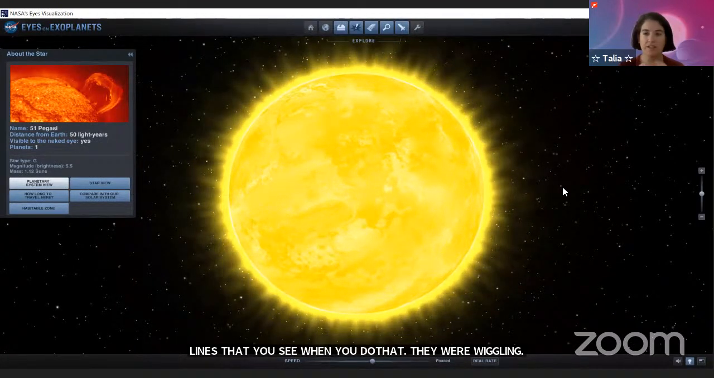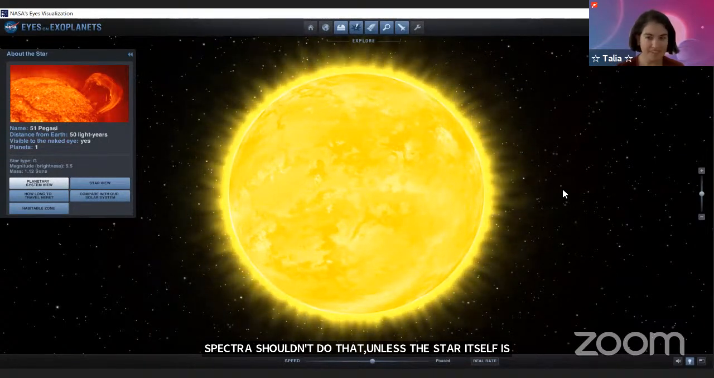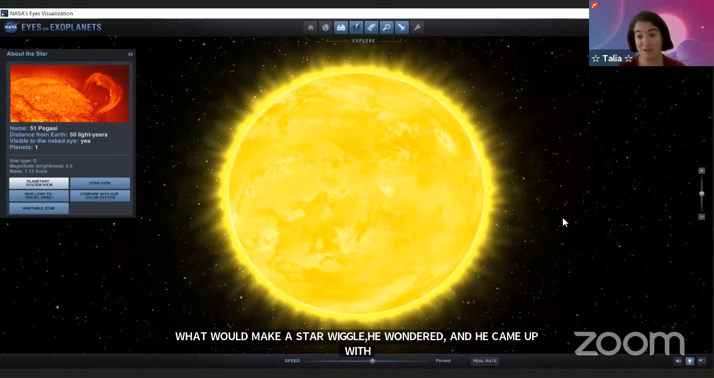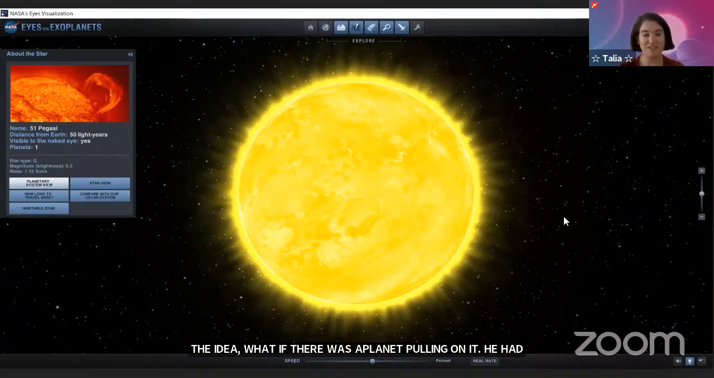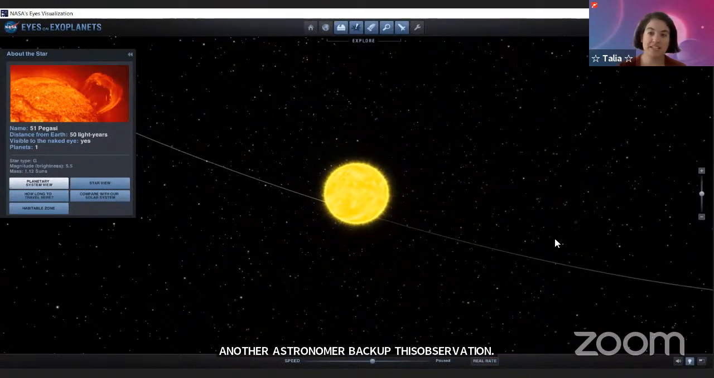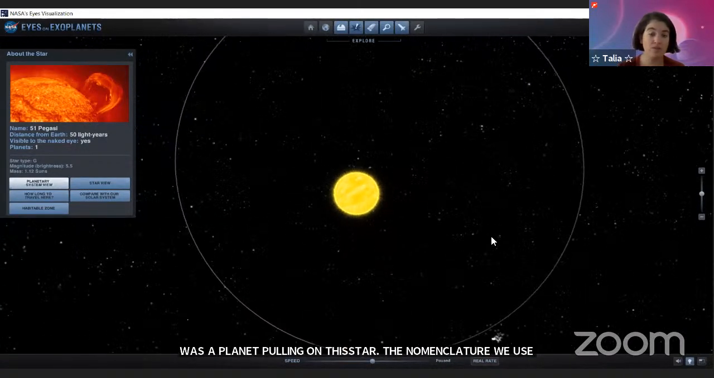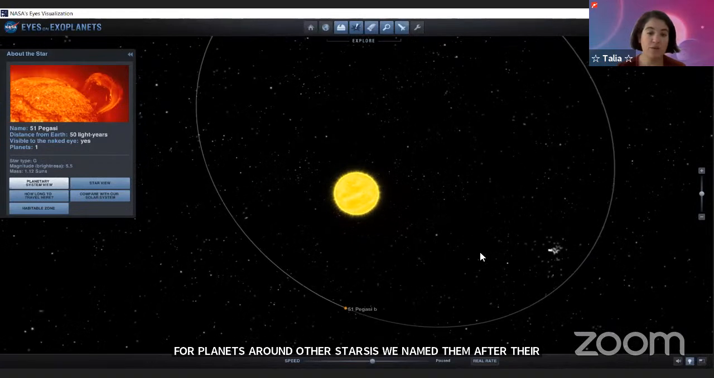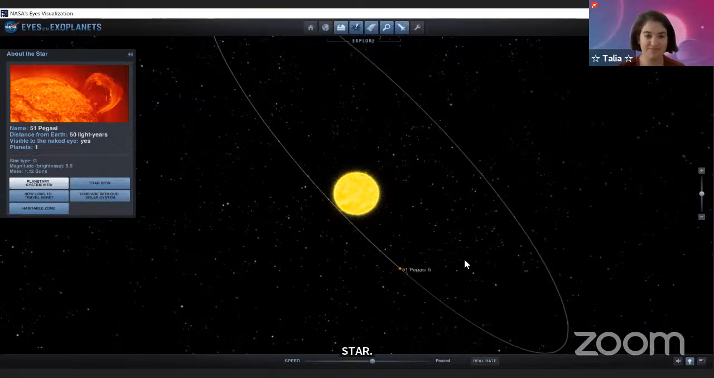What would make a star wiggle, he wondered. And he came up with the idea, what if there's a planet pulling on it? And he had another astronomer back up this observation, and the two of them eventually won a Nobel Prize, in part because, yes, it was a planet pulling on this star. And so the nomenclature that we use for planets around other stars is we name them after their star. So the star here is 51 Pegasi, which means the planet is 51 Pegasi b. We like to call it 51 Peg B for short.